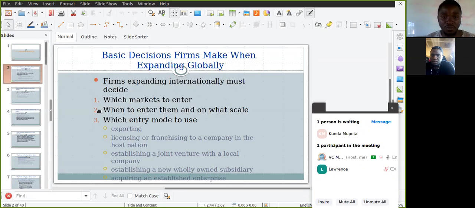Which entry mode to use? There are different types of entry modes that a firm or a business can decide to use when going international. There's exporting, licensing or franchising to a company in the host nation, establishing a joint venture with a local company, establishing a new wholly owned subsidiary, and acquiring an established enterprise. And these terminologies we explained in our first introductory topic.